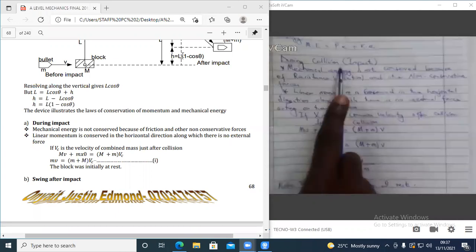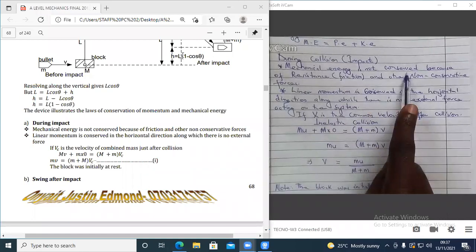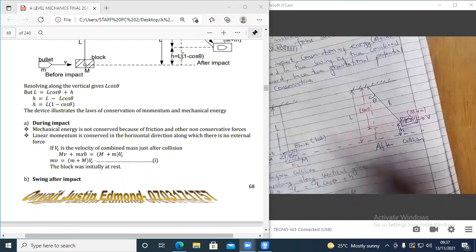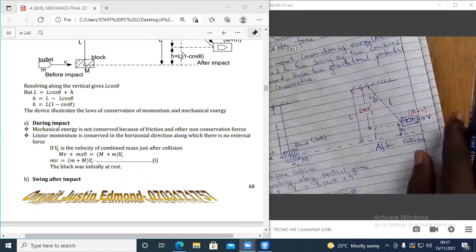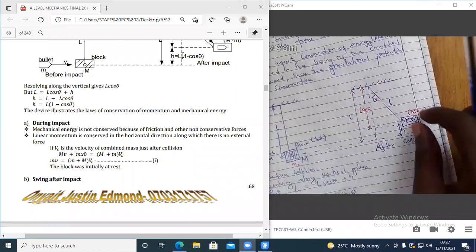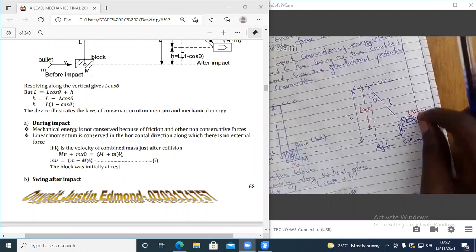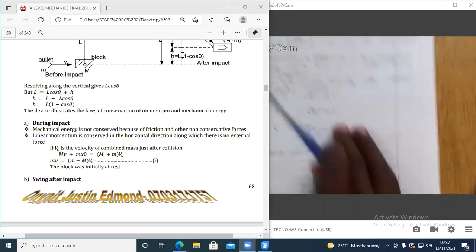So what happens during collision? Momentum is conserved, but mechanical energy is not conserved. Why? Because there are other external forces acting on it. During the collision here, there will be no potential energy at this point, because the object is at rest, which means kinetic energy is also zero. But after collision, we can establish that momentum is conserved and kinetic energy is also going to be conserved. Why? Because the object is now moving with a given velocity v.